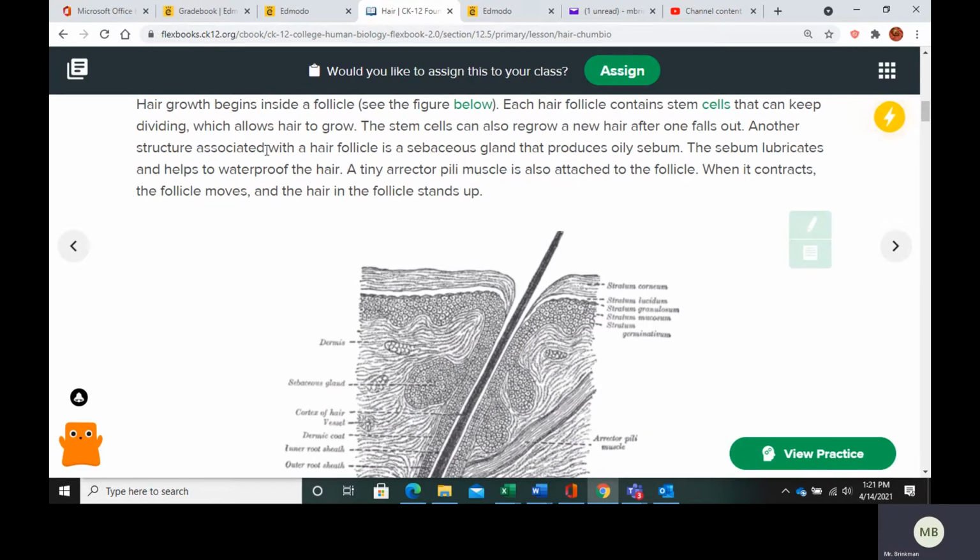So another structure that is associated with the hair follicle is the sebaceous gland that produces the oil, and the oil lubricates and helps to waterproof the hair. And then the erector pili muscle is attached to the follicle. So this is when your hair stands up. So when you get the chills and your hair stands up, that is your erector pili muscle working.